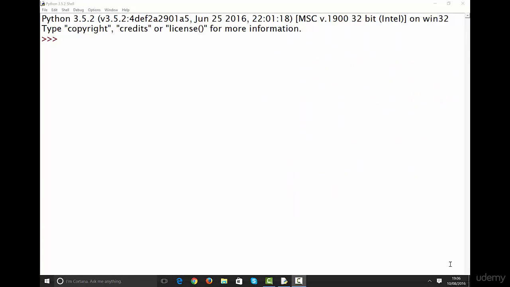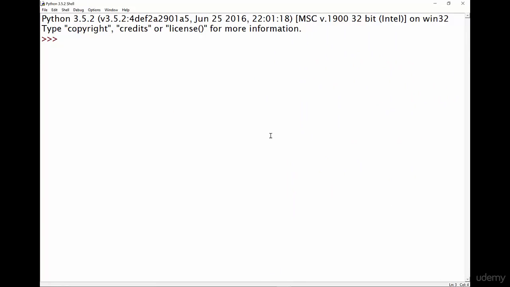Okay, so here we are in IDLE, and let's say we want Python to work out the answer to 2 times 5 minus 1. Okay, so 5 minus 1 is 4, so 2 times 4 should give us 8, right? So when I press enter, oh, we get 9. But why does that happen?